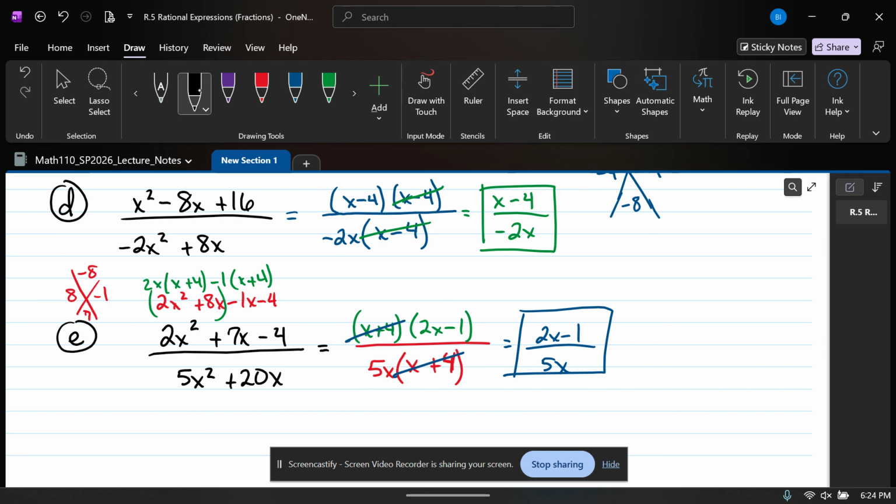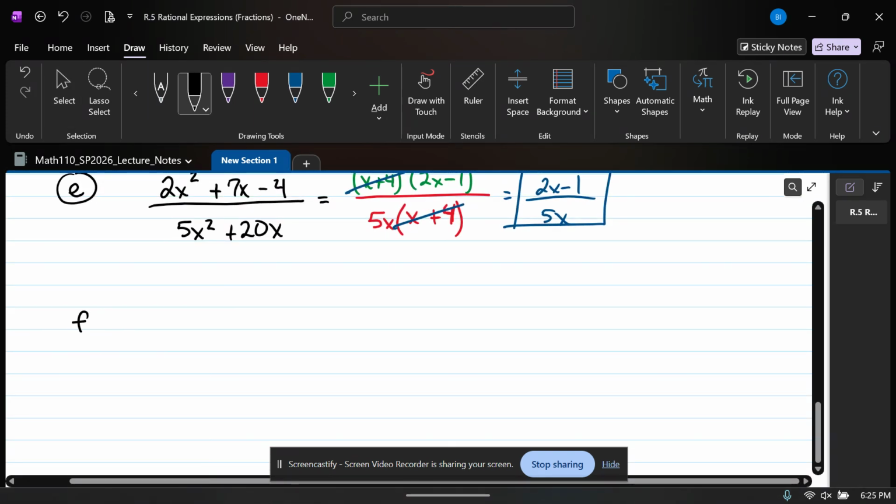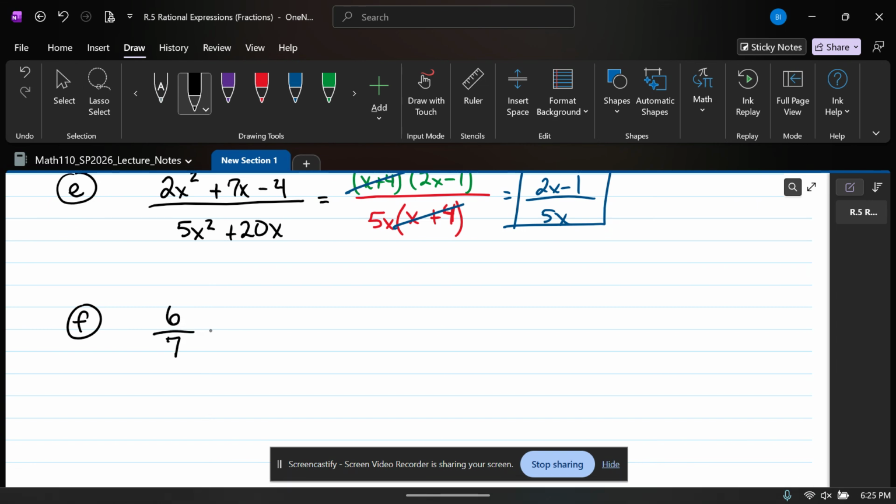Okay. Now let's put together the factoring from lab 1 with the multiplication that we did on page 2 of lab 2. Lab 2, yeah. Okay, so first, let's just remember if we're multiplying 6 over 7 times 21 over 30. How did we do that?